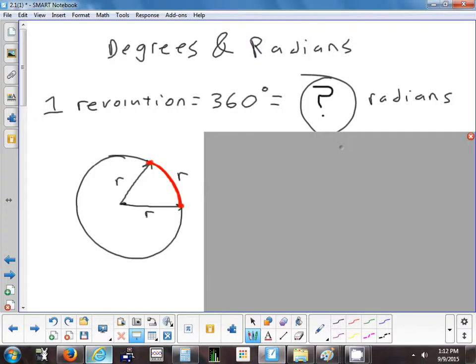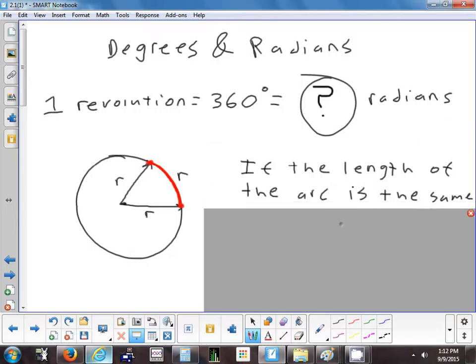If you change the size of this angle, that might not always be true. Okay? If you make this angle smaller, that arc is going to get smaller. Okay? It wouldn't be the same size as the radius. If you make the angle bigger, the arc would get bigger. And again, it wouldn't be the same size as the radius. So this is very special when that happens.